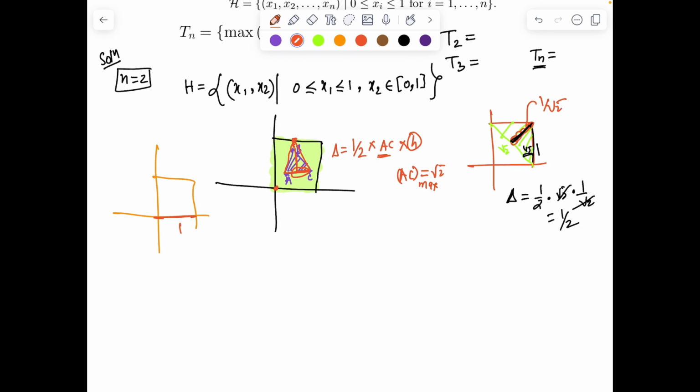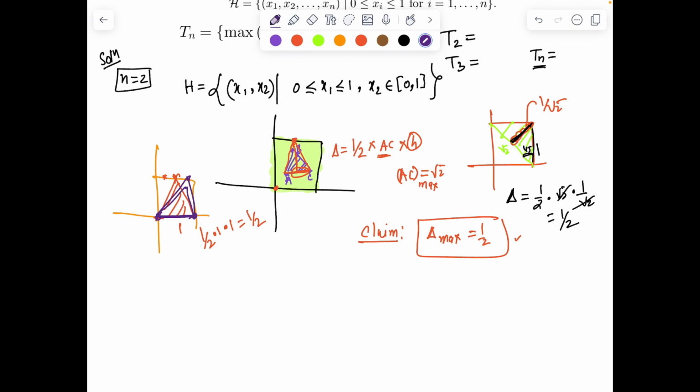So let's say I take some other configuration with base 1, and here again if I take any point on this border line, this area will be half into base into height, which is still half. So here my claim is the maximum area that I'll get in the case of 2 dimensions is half, and I can't achieve anything greater than that. And that feels obvious here, because with this base 1 you don't have any other choice apart from going to the maximum height.